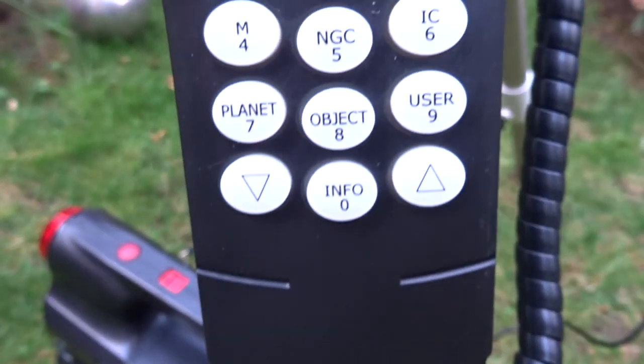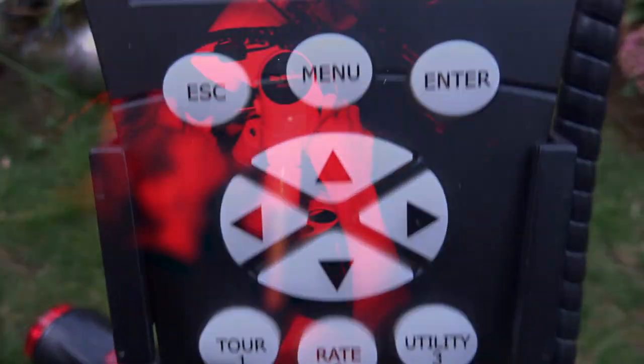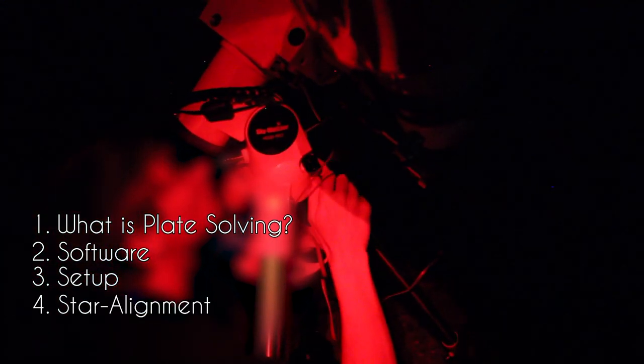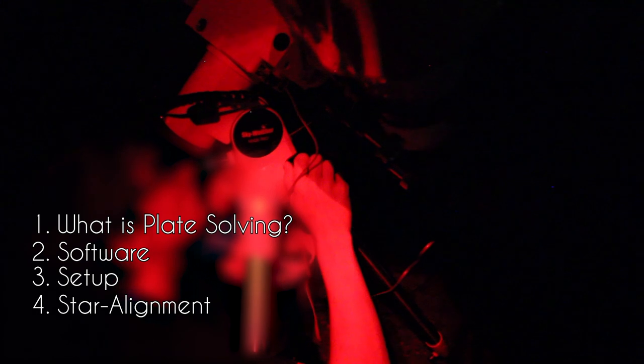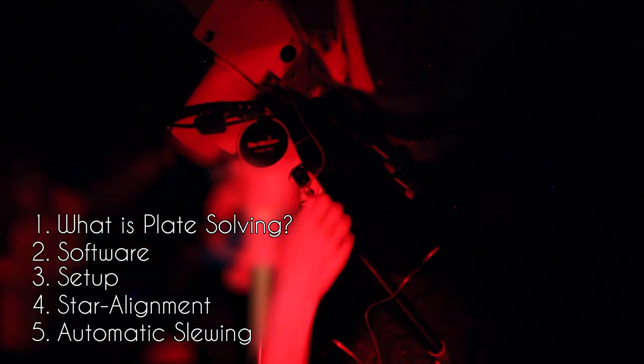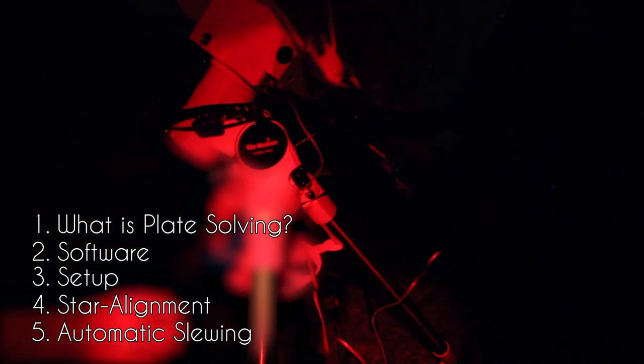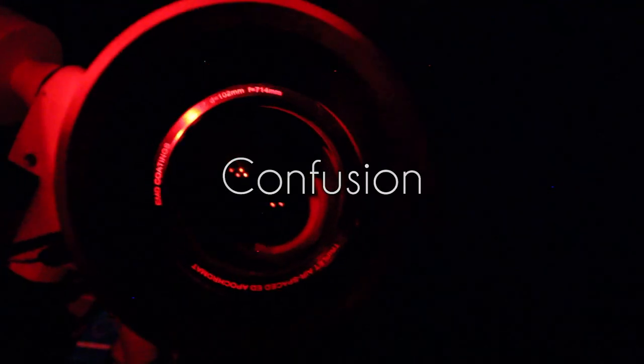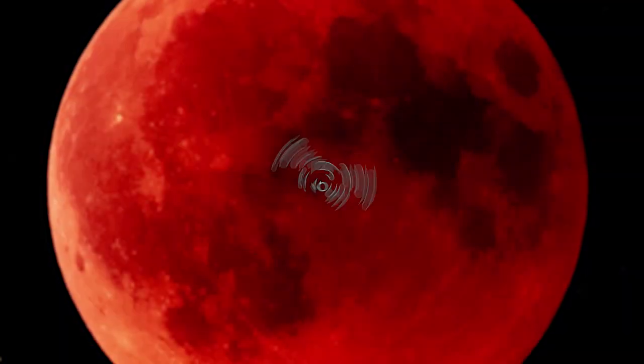So let's get started. In this video, I will talk about what plate solving actually is, what programs to use to execute the maneuver, the software and the scope setup, step-by-step alignment, and the automatic slewing. All of these five steps I think are the most basic and easiest things to do, but they can be very confusing, they were to me, and so I try to help you now to get some of the confusion lifted off of you.